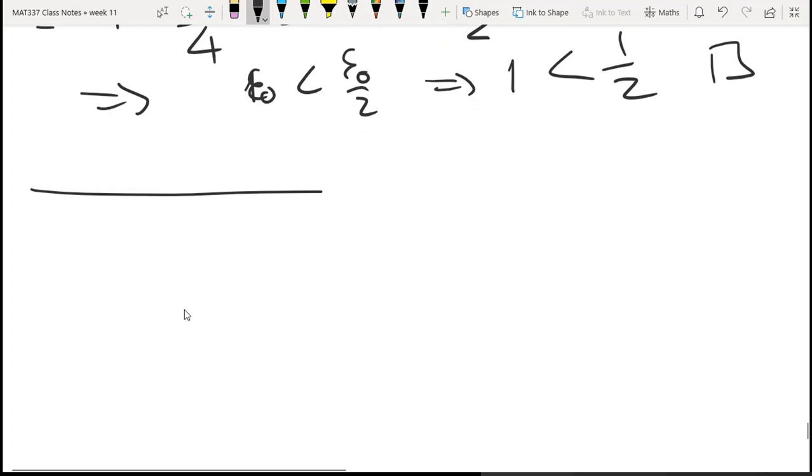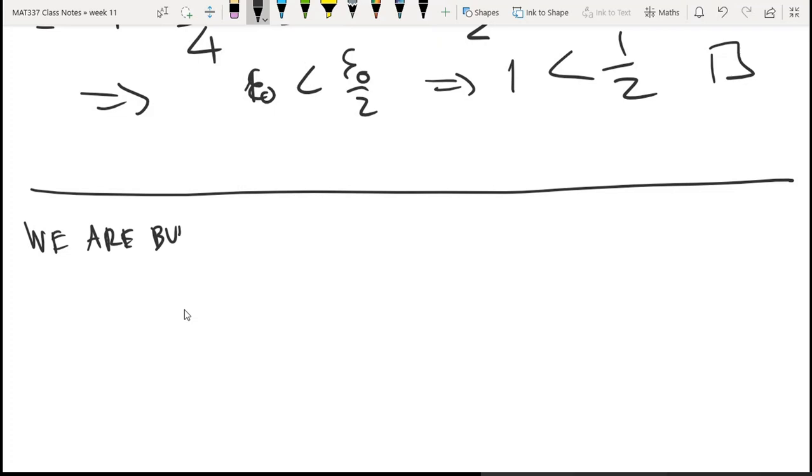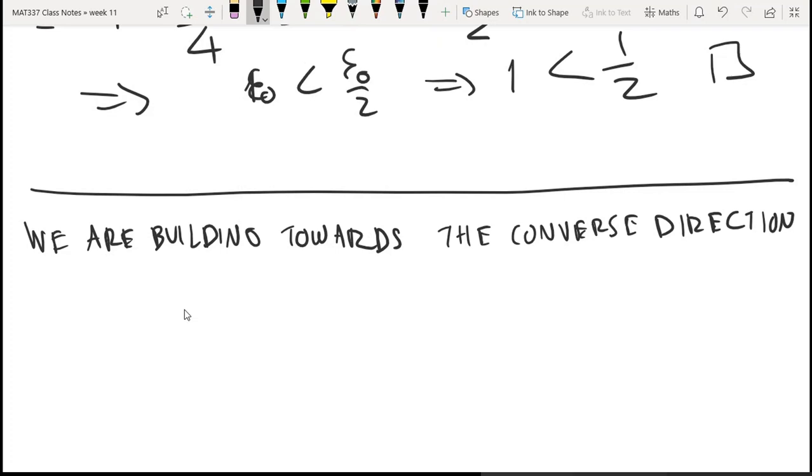All right. Now we're building towards the converse direction in Arzela-Ascoli. In the book, they introduce a new concept for this. It's called totally bounded.